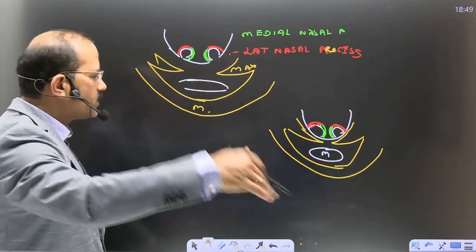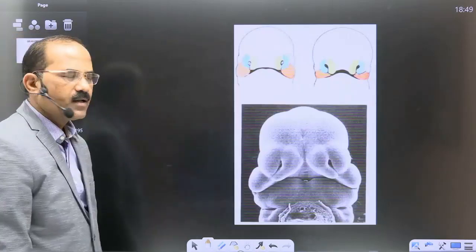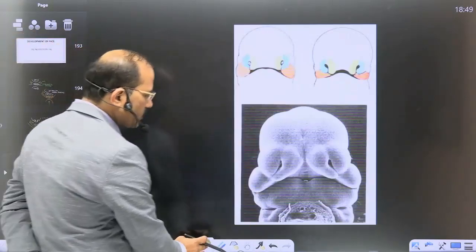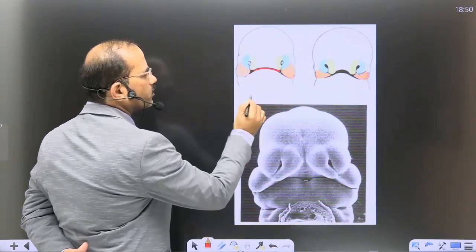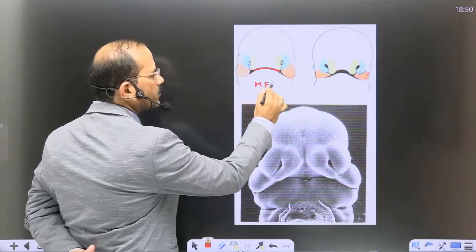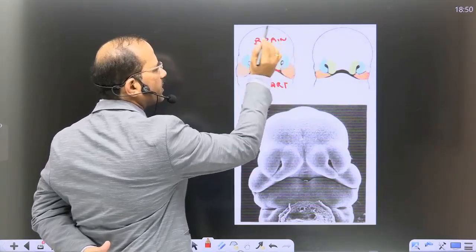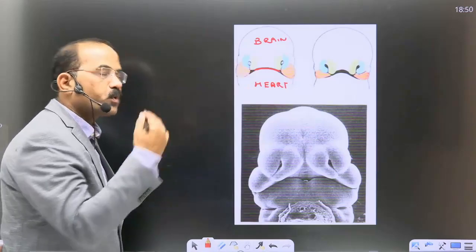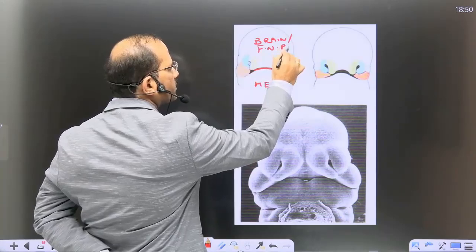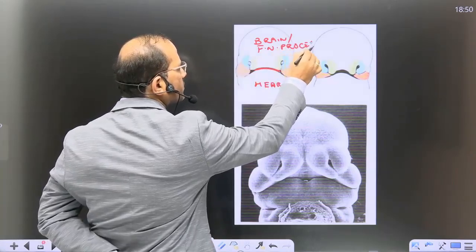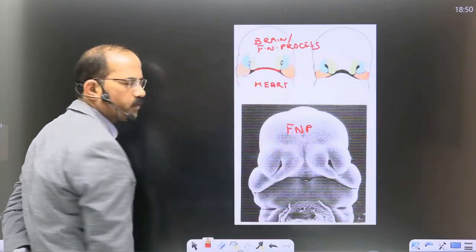Okay, now just see the slide which I'm going to show you. The same slide I'll show you. Look at this. Students, so what is this here? This is the mouth. So that's the developing heart here. That's the developing brain here. And what is this process which overlies the brain known as? That's the frontonasal process. This process is what we call the frontonasal process.